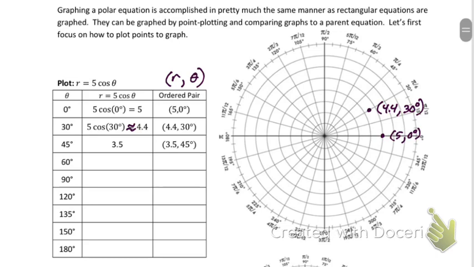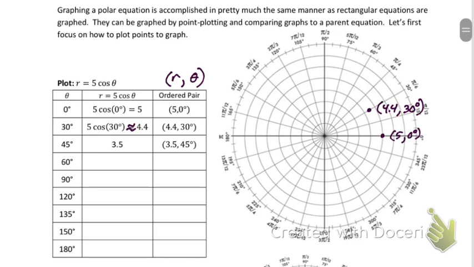All right, then we do the same thing, and for here we do 3.5 and 45 degrees. I'm not going to do that one. I'm going to skip all the way down to 120 degrees. I'm going to do that one with you guys, so we don't have a whole bunch of wrong graphs.